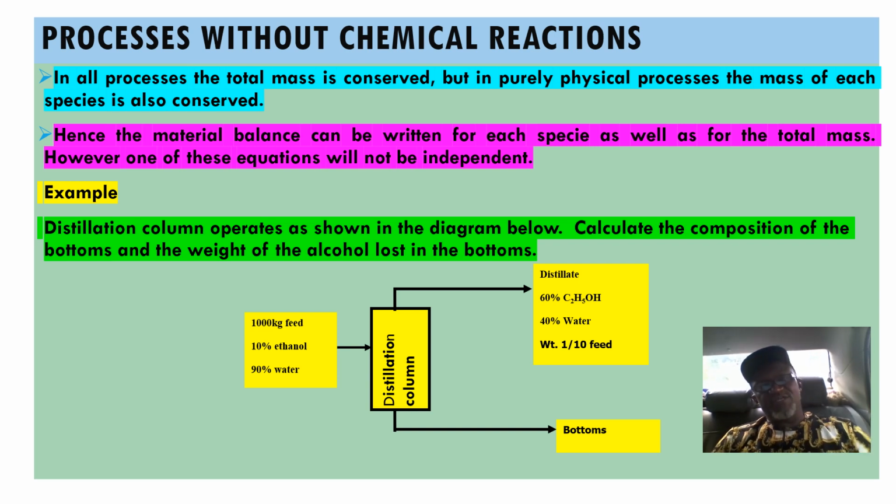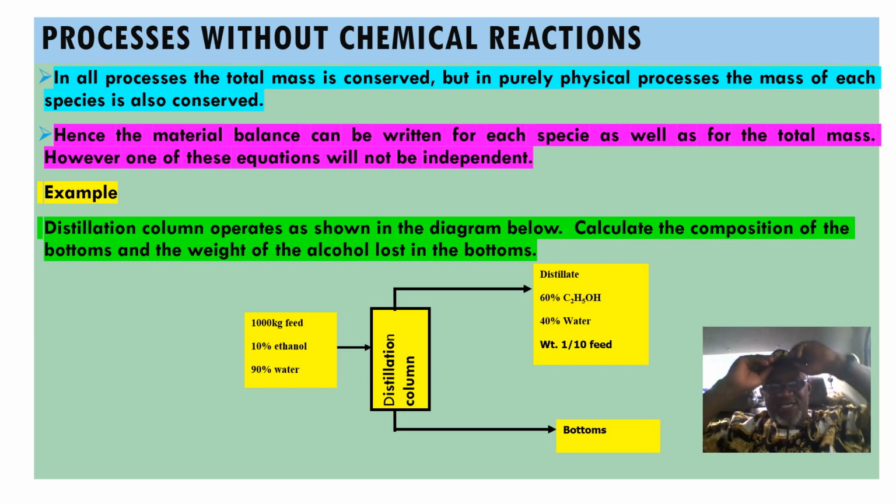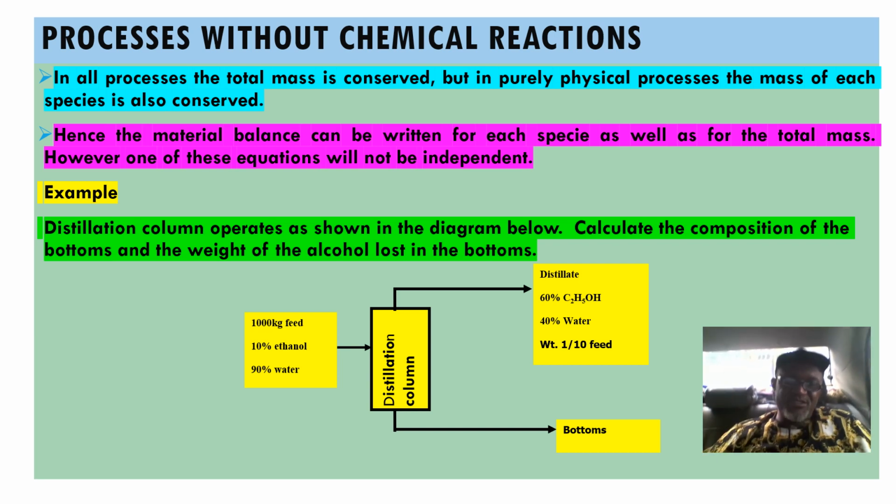This example is a distillation column which operates as shown in the diagram below. We're asked to calculate the composition of the bottoms and the weight of the alcohol lost in the bottoms. Now, look at the diagram. It's a distillation column. What is going in is 1000 kg of feed, and that feed is made up of 10% ethanol and 90% water. You can see that 90 plus 10 is 100.